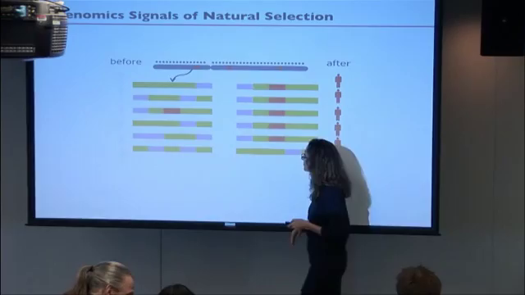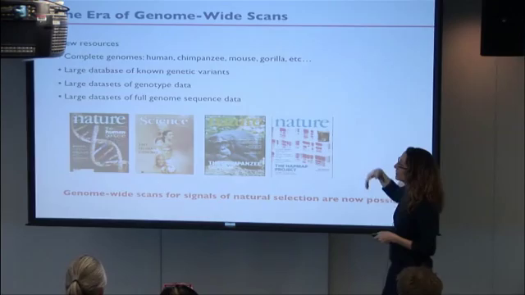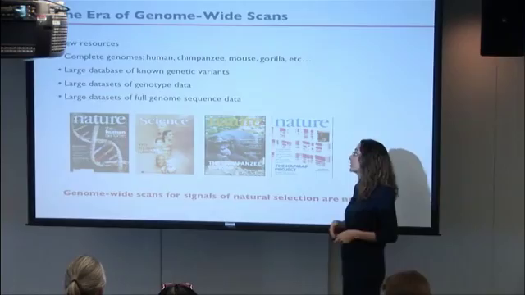And now with data from the era of genomics, we're getting more and more resources in order to explore that. We have complete genomes of humans, chimpanzees, mouse, gorilla, all sorts of organisms. We then moved to large databases of genetic variation. Then we started getting large data sets of genotype variation, and now full sequence data. It allows us for the first time to really do these genome-wide scans of natural selection.